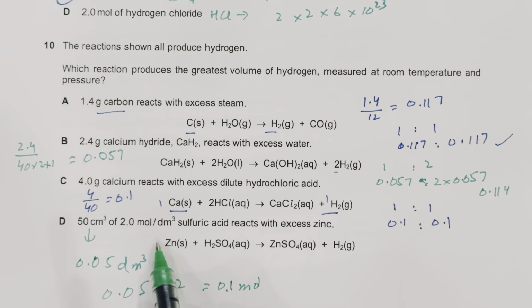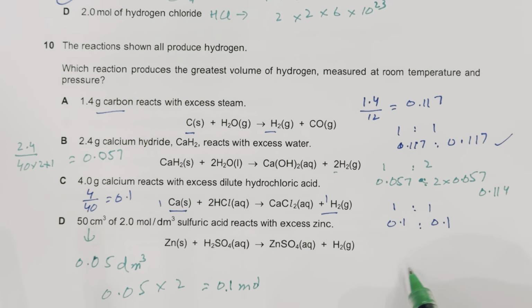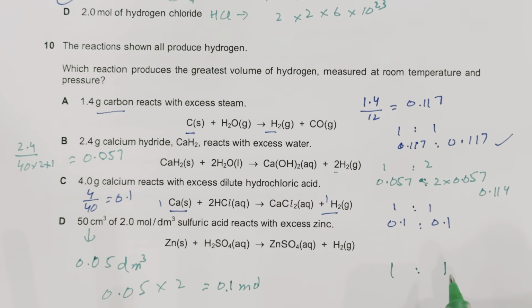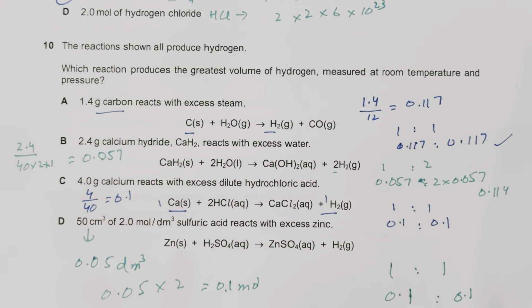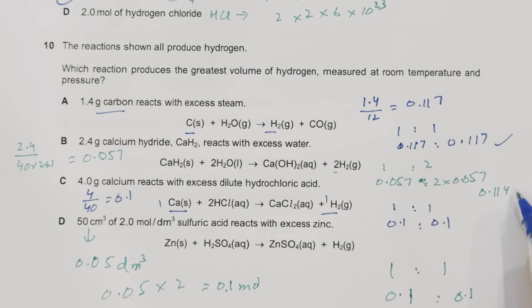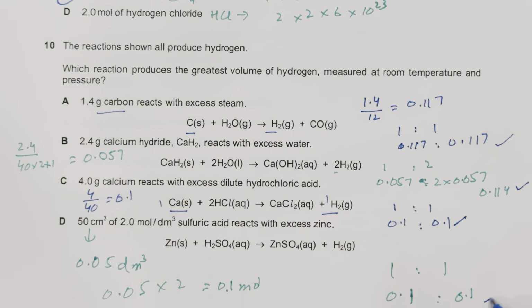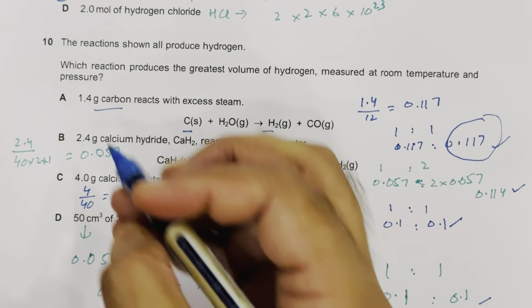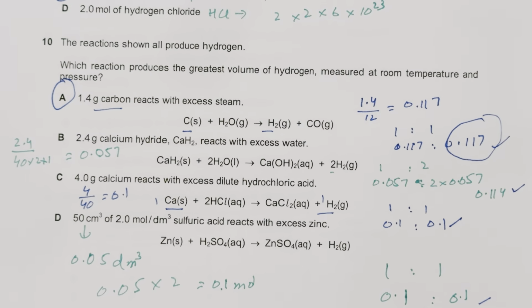And from the balanced chemical equation, if it has 1 mole, it also produces 1 mole, so 1:1. So if it produces 0.1, it will also produce 0.1. So you can see from the 4 answers, 0.117, 0.114, 0.1 and 0.1, this option has the greatest number, so we will choose option number A, that has the greatest amount of hydrogen present in it.